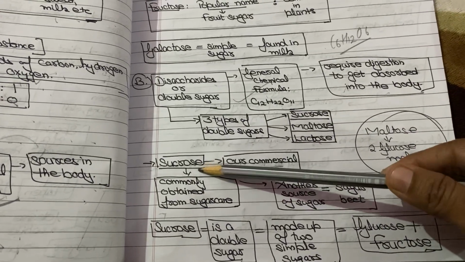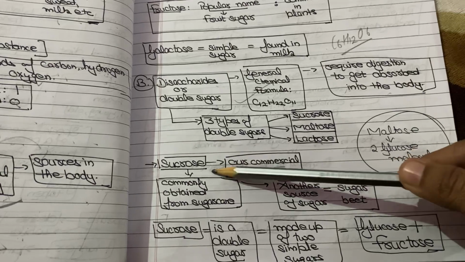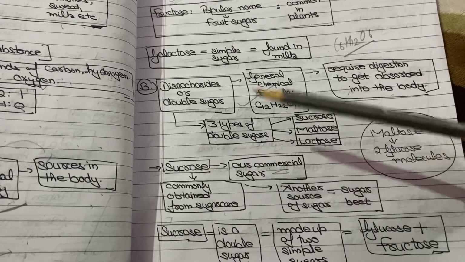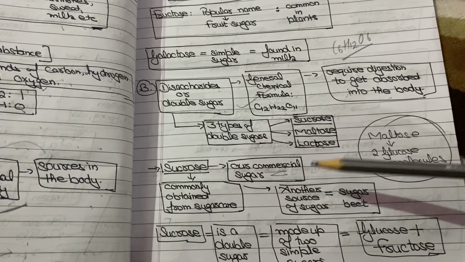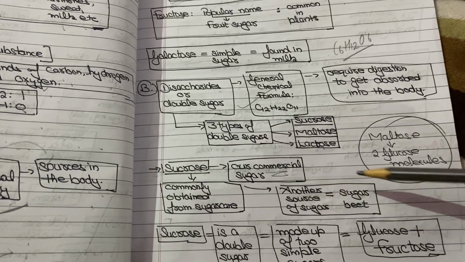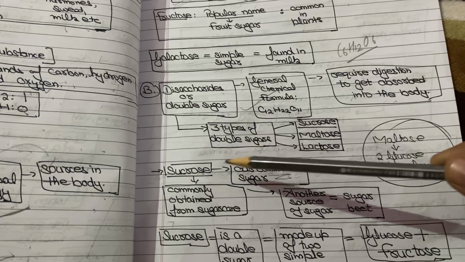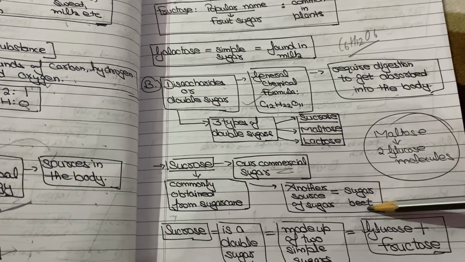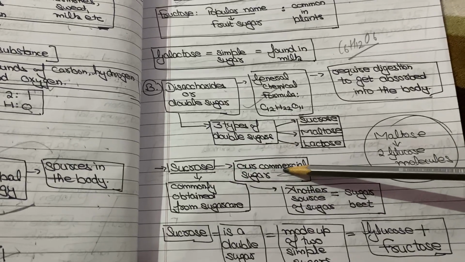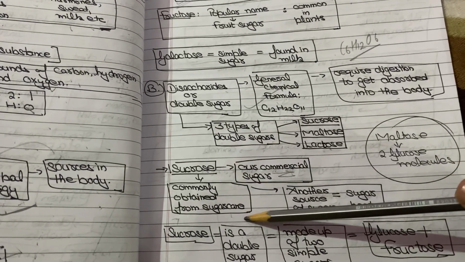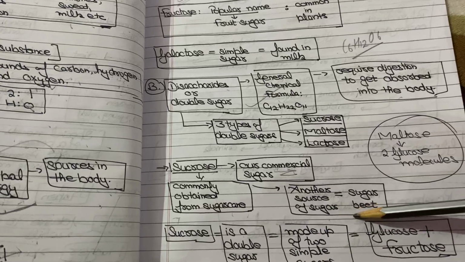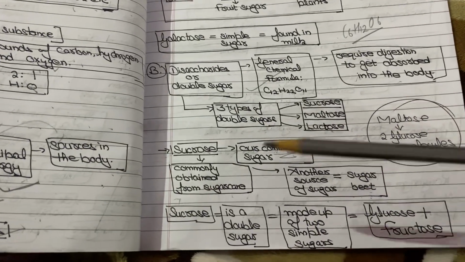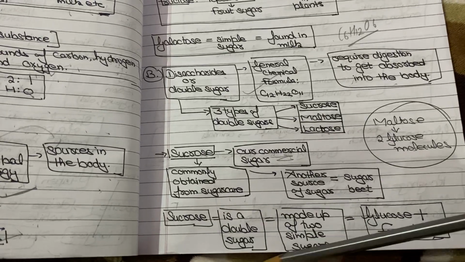From where do we obtain it? We obtain it from sugarcane. From sugarcane we obtain sucrose, which is a commercial sugar. Another source to get sucrose is sugar beet. So sucrose is a commercial sugar that we obtain from sugarcane, and another source of this sugar is sugar beet.